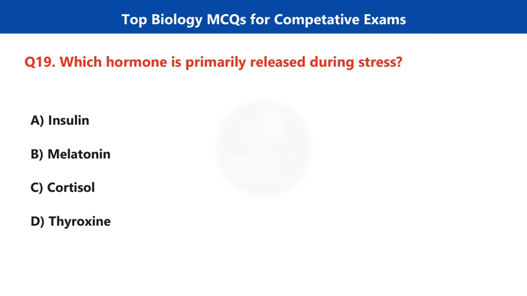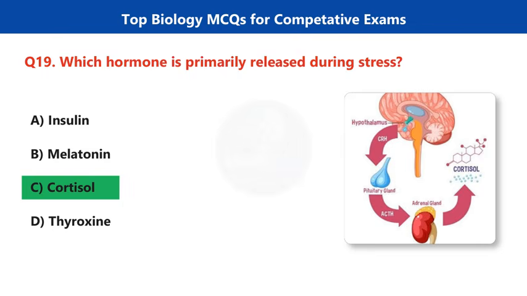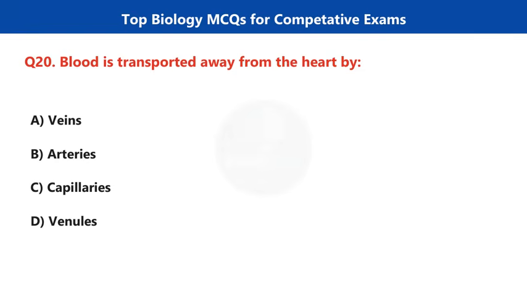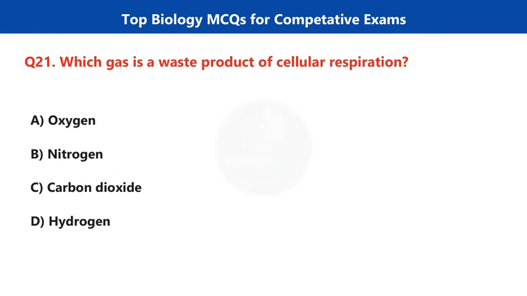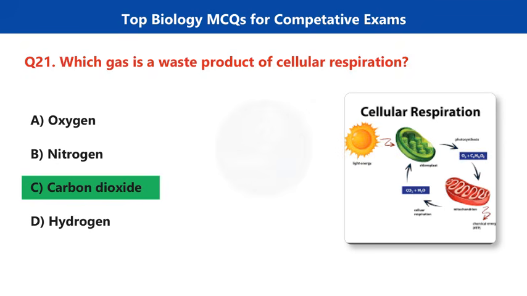Which hormone is primarily released during stress? Correct answer, cortisol. Blood is transported away from the heart by? Correct answer, arteries. Which gas is a waste product of cellular respiration? Correct answer, carbon dioxide.